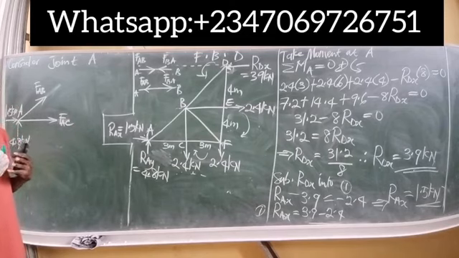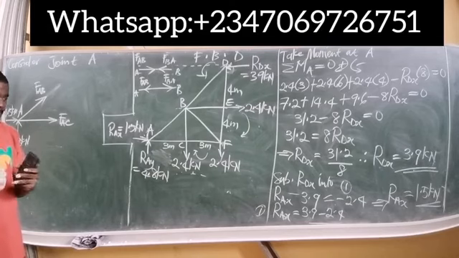So I've always said if you assume a direction and you obtain a negative value, it only means that the direction you assumed was what? Wrong, not your answer. Your answer will always remain correct.